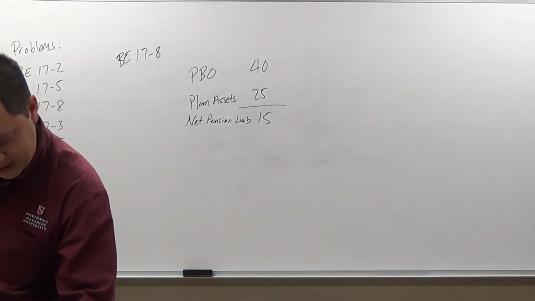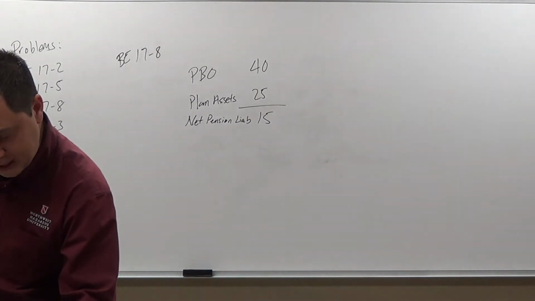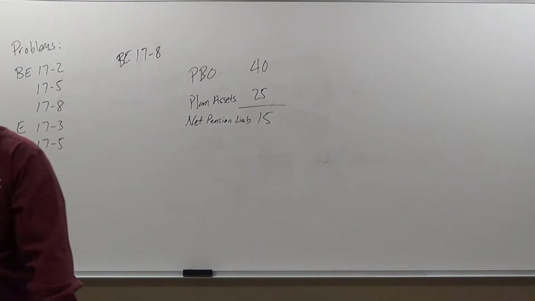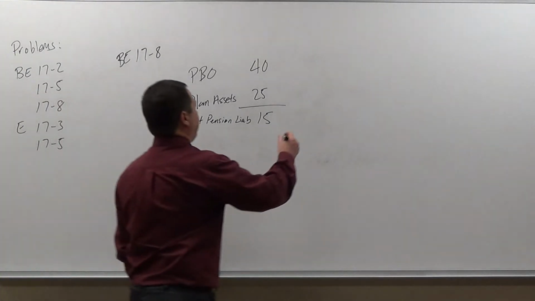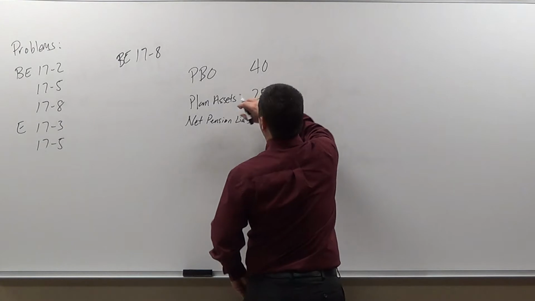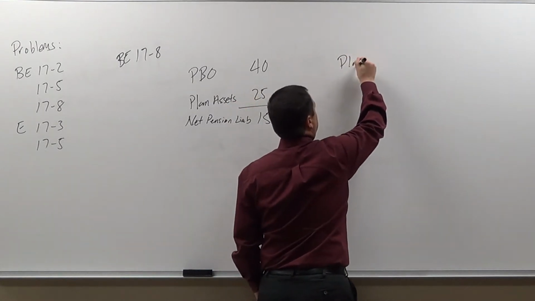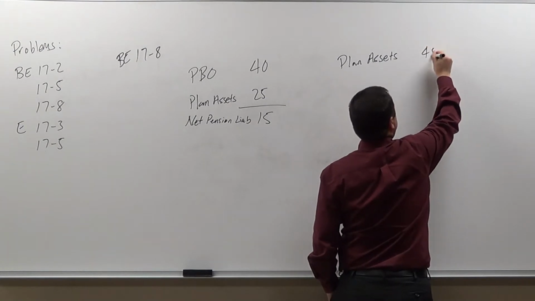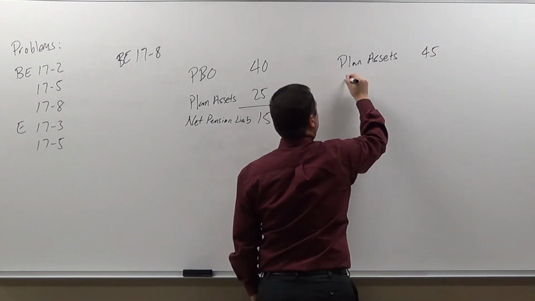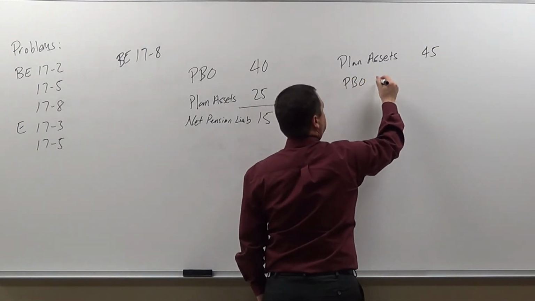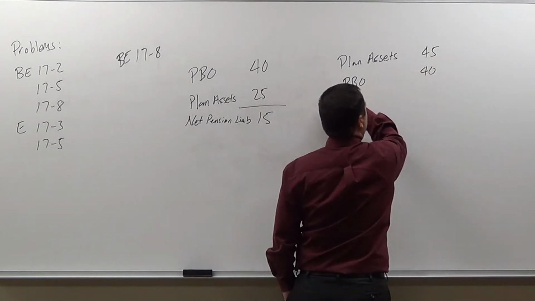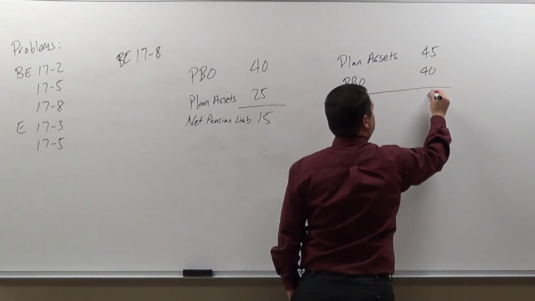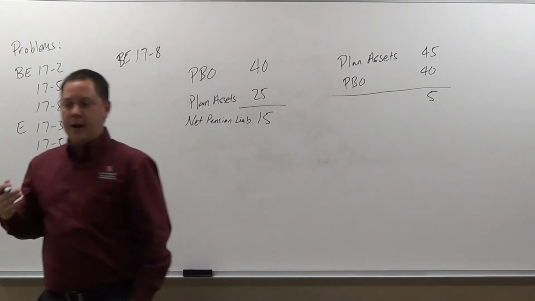All right, so let's take a look at the second part of the problem here. The second part of the problem asks, what would JDS report if the plan assets were 45 million instead? If we were 45 million instead, I'm going to turn that around because now my plan assets are bigger. So my plan assets are 45 million. I still have my PBO at 40. That would leave me 5. I would have 5 left over.